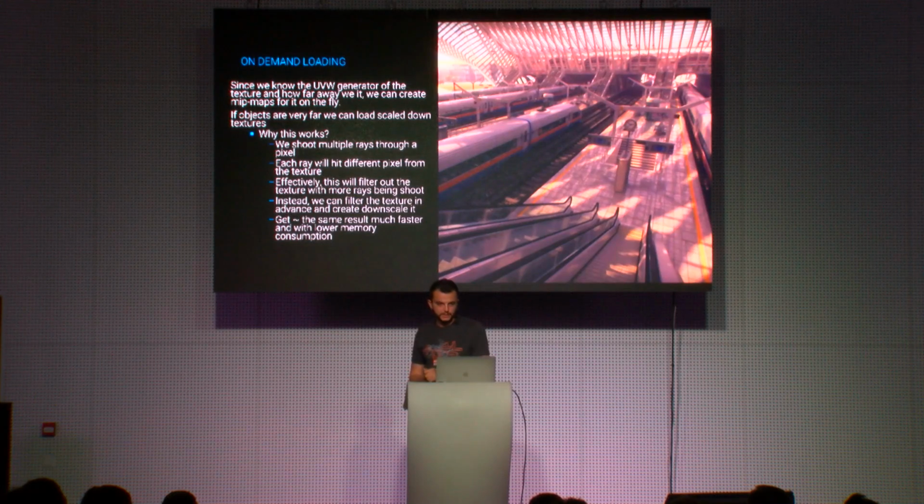This sounds like something that we do only to save memory. But the reason it works is that when you have a texture and you shoot rays through the camera pixels, rays from a particular pixel might hit different pixels on the texture. And effectively, as you shoot more and more rays, you filter a particular part of this texture in the pixel. What you can do instead is pre-filter by scaling down the texture. So when you shoot a ray from the camera, you read exactly the same value, or almost exactly the same value, that you would if you had filtered the texture from the camera rays.